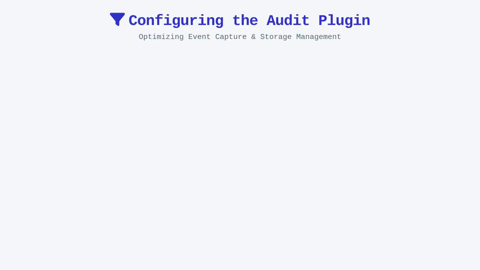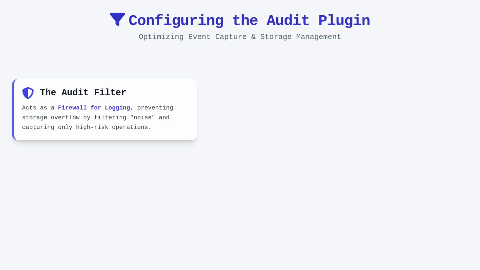Configuring the plugin requires a structured approach to defining what exactly constitutes a notable event, as auditing every single query can quickly overwhelm your storage backend. You define this scope through the use of audit filters, which act as a firewall for your logging subsystem. These filters allow you to apply conditional logic based on specific criteria, such as user accounts, host IP addresses, or even targeted database namespaces. By carefully constructing these filters, you can effectively isolate high-risk administrative operations while ignoring the noise of frequent but benign application traffic.